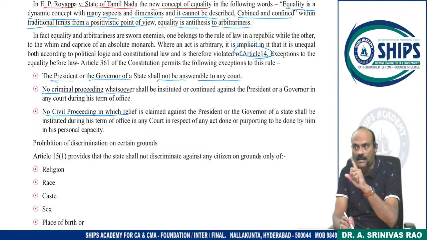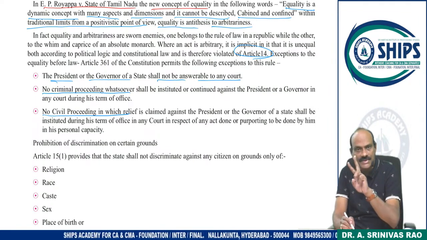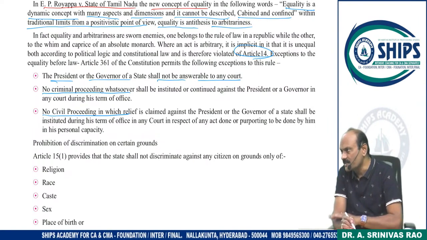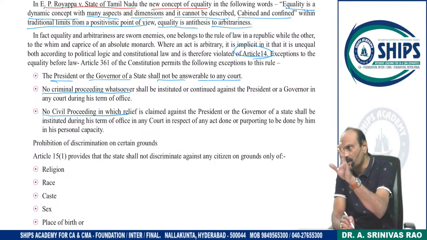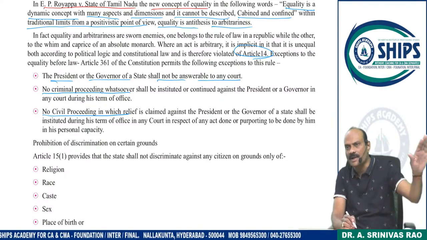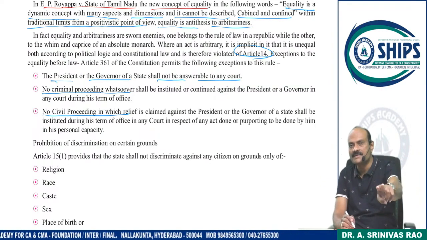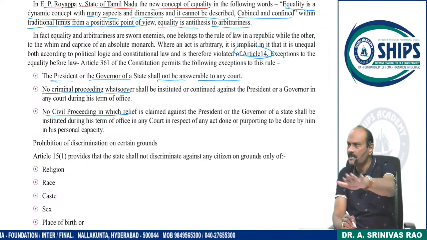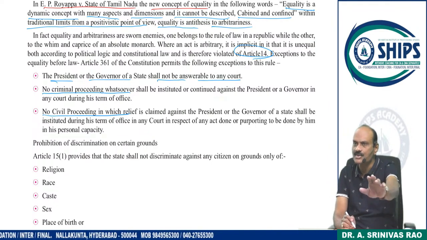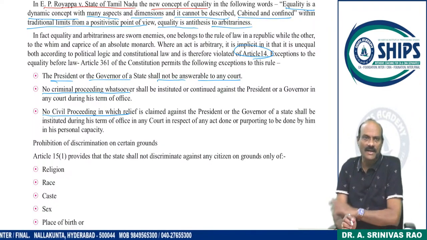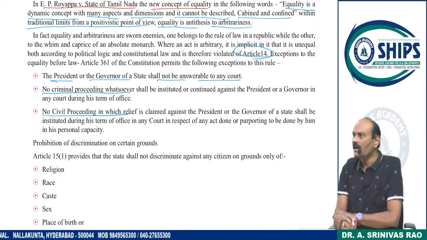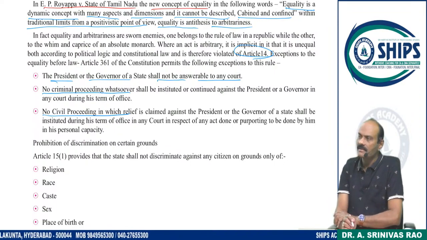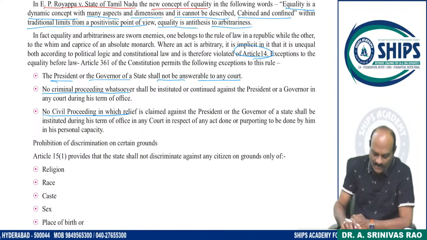Second, no criminal course of action. No civil liability on the part of the president and governor. These two are above the law. All the remaining citizens are at par, including the prime minister, minister, MLA, MLC, whatever. Those all come under public servant. They should be prosecutable. Under Article 21, the public servant definition applies. Yes, they are also prosecutable and punishable.